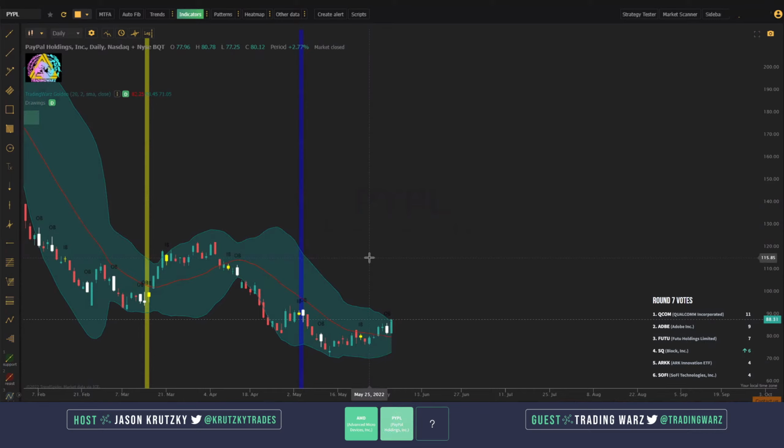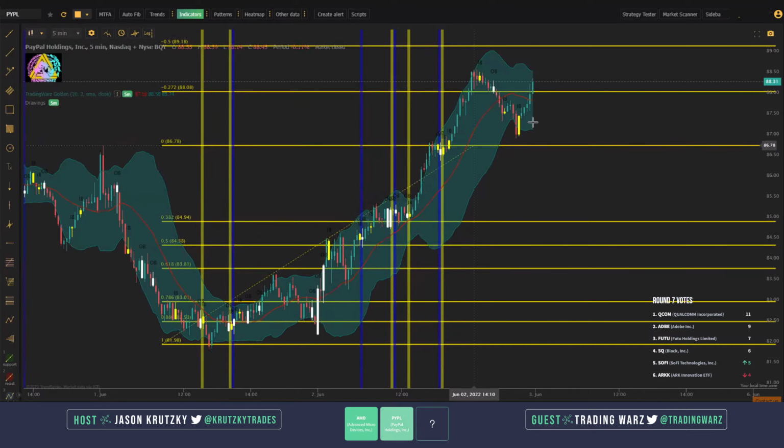So for example, let's go down to the 5 minute here for PayPal. So something that I would do is take the Fibonacci of the previous day's range. So let me go here, low to high, low to high. So these targets here, 272s, 50s, these and 0, which is the previous day's high. I use these as my targets.